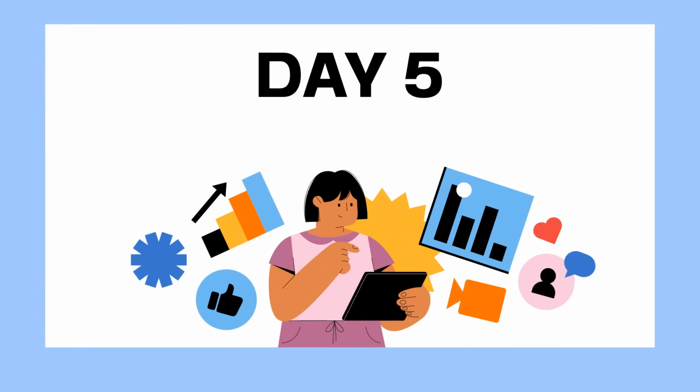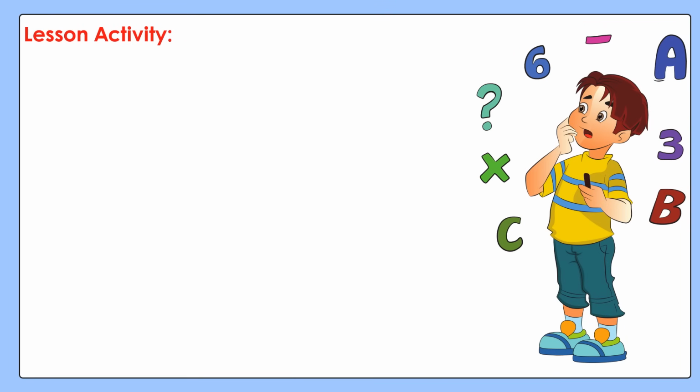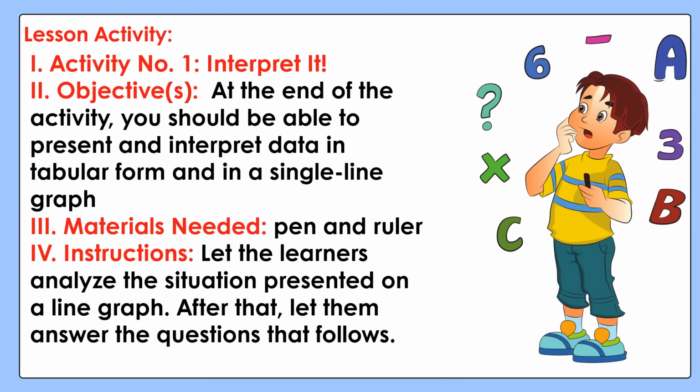Day 5. Lesson activity. Activity number 1, interpret it. Objectives: at the end of the activity, you should be able to present and interpret data in tabular form and in a single line graph. Materials needed: pen and ruler. Instructions: let the learners analyze the situation presented on a line graph. After that, let them answer the questions that follow.